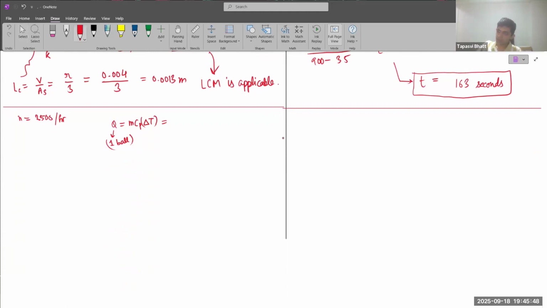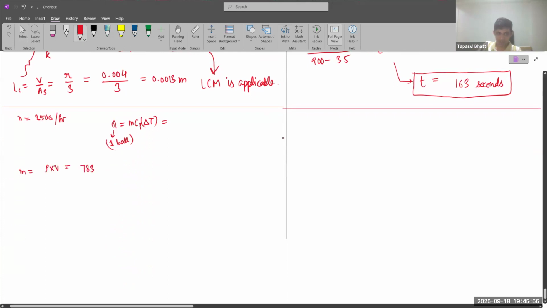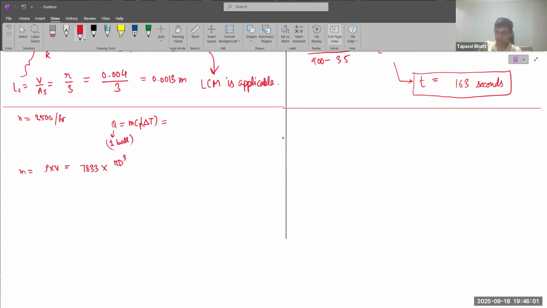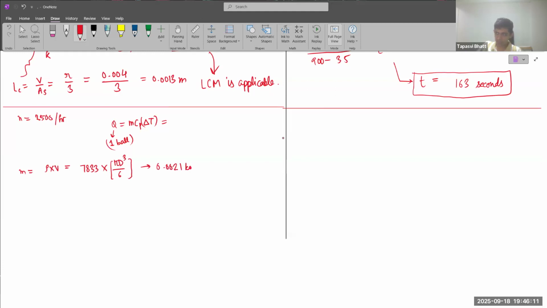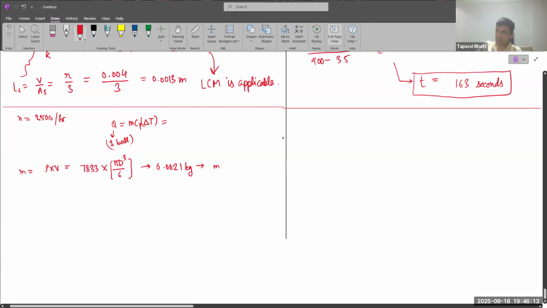So for example, what is m? m is density times volume, right? We have the density, which is 7833. What is the volume? Pi d cube over 6, right? So the value which I have for the mass is 0.0021 kg, which is the mass of one ball.